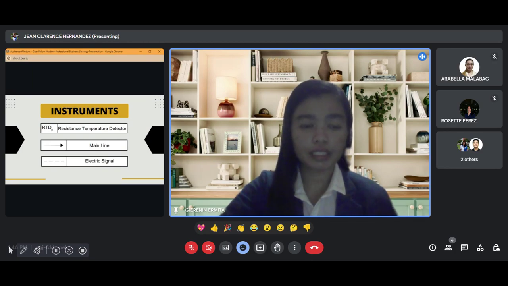Next is the electric signal. The purpose of electric signals in a glycol dehydration process is to provide real-time data about key process parameters, enable precise control of various elements, and contribute to the overall safety and reliability of the system.